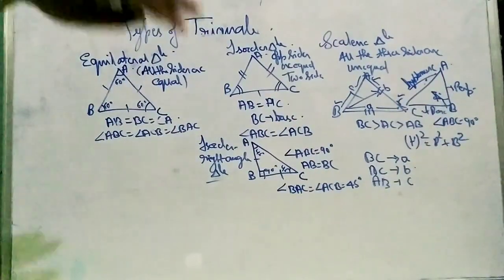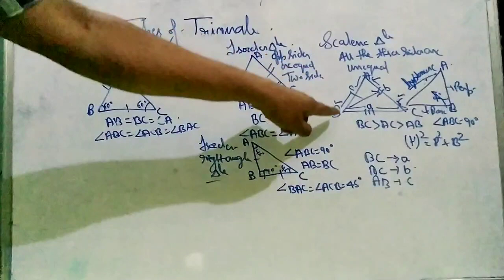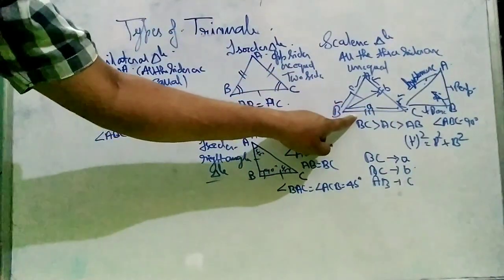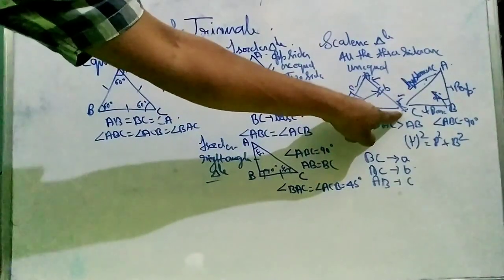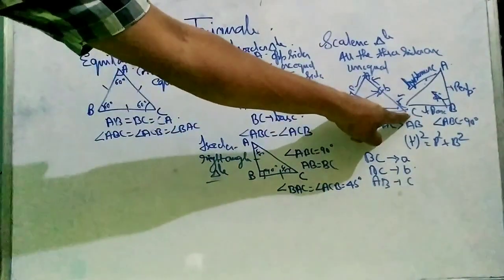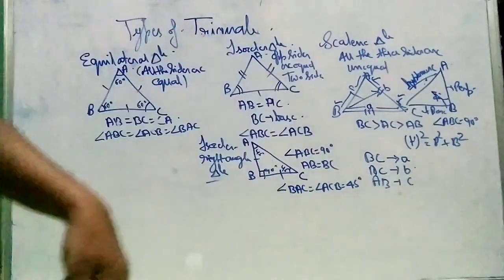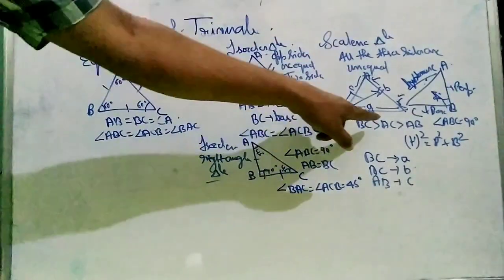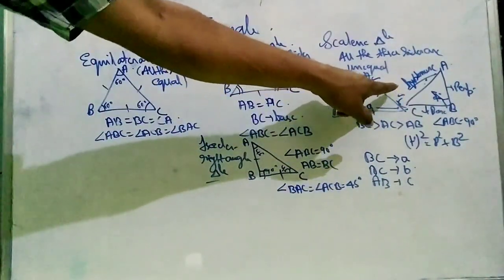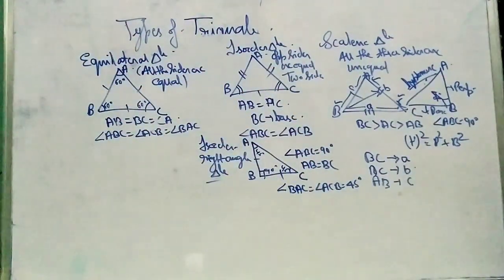So, opposite to the vertex, if A is the vertex, opposite of A is the side BC, and it will be represented by small a. Opposite of vertex B, the side will be represented by small b, which is AC. Opposite of C, the side will be represented by small c, and it is on the line AB. So this is the representation of the sides AB, BC and CA.